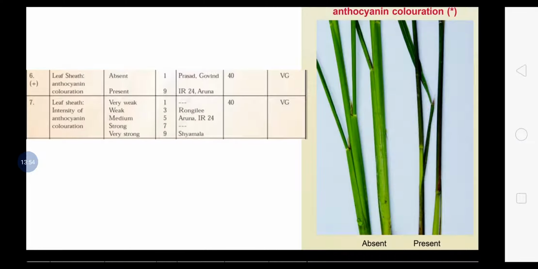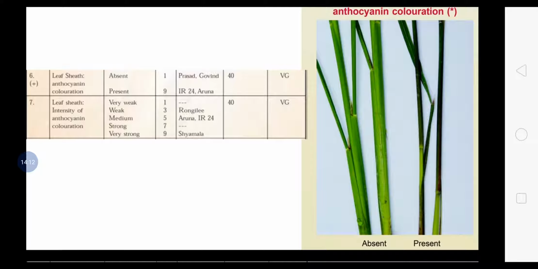The sixth characteristic is leaf sheath anthocyanin coloration. Here it is scored as present and absent and given score as 1 or 9. Example for absent characteristic is Prasad and Govind and present are IR 24, Aruna.